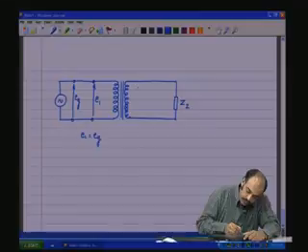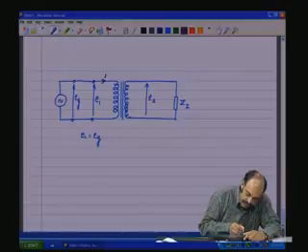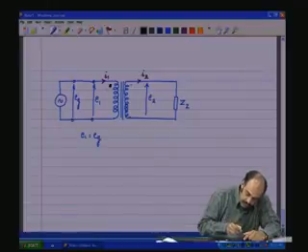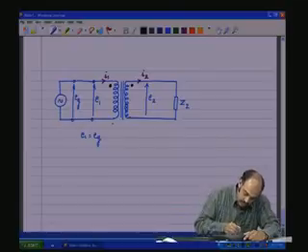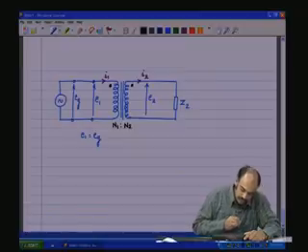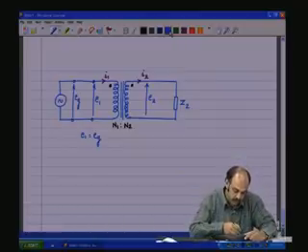Now, there is a voltage across the secondary and we call that E2. The current through the primary we will call I1, and the current through the secondary we will call I2. We have the dot polarities as shown here, and this is N1 to N2. This will complete the way the transformer looks.